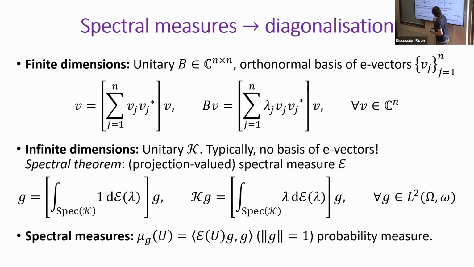So for any open set U of the circle, mu_g(U) is a number. You take the projection associated with U and act with g in an inner product. If g has norm 1, this is a probability measure. So mu_g takes a set U and spits out a number, just like when we have a probability measure over the real line. Everybody with me so far?